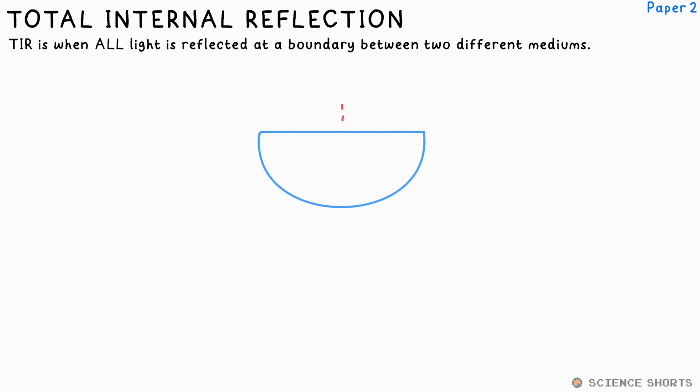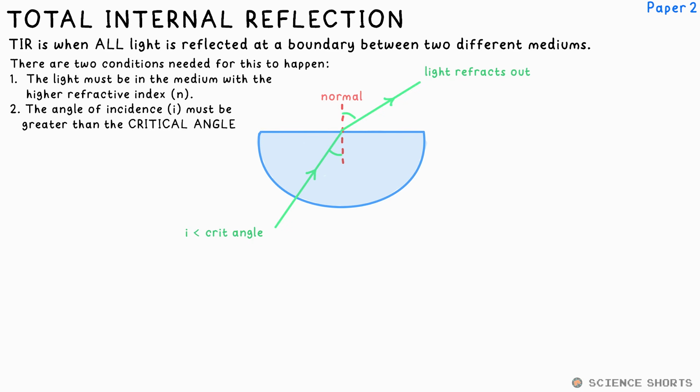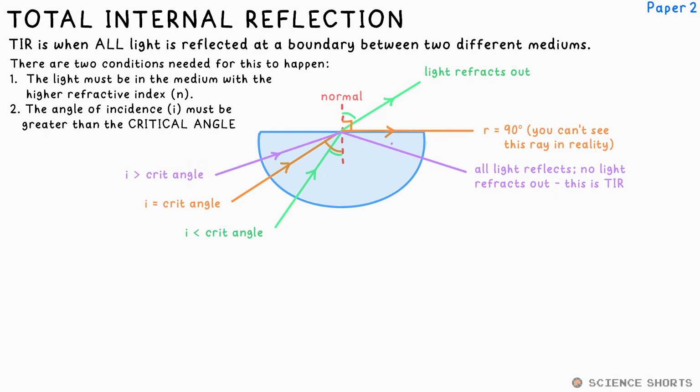Let's say the light ray is coming out of the glass block and into air. Now, if we keep increasing this angle of incidence, eventually we'll end up with an angle of refraction of 90 degrees. We can think of the light ray as going along the boundary. But when we reach this point, we can say the angle of incidence is now equal to what we call the critical angle, and that's going to be different for every medium. If we make the angle of incidence even bigger than the critical angle, that means that no light is going to be refracted out of the block. Instead, all light is reflected back inside.